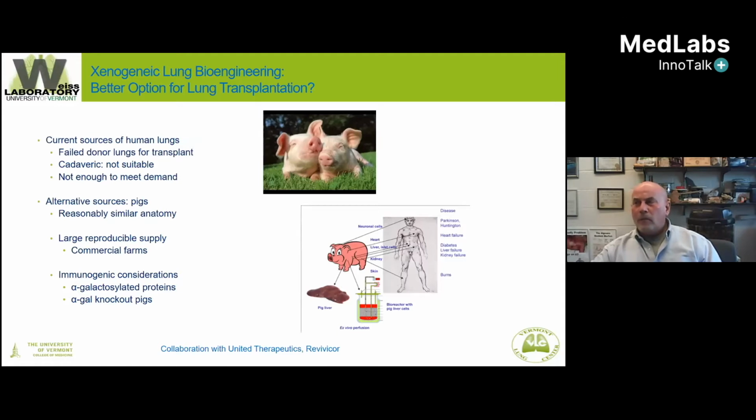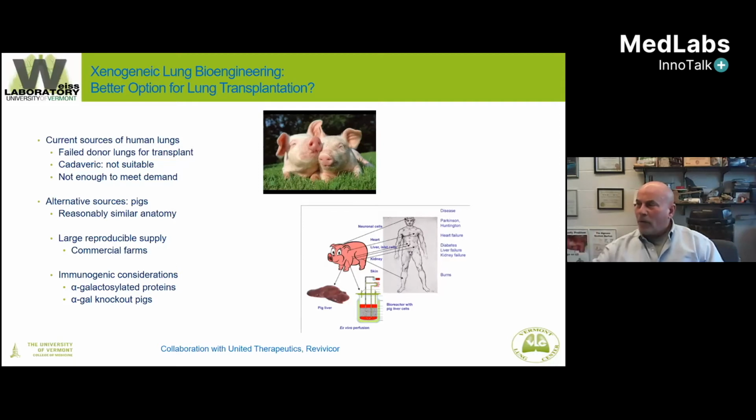So even when we figure out all of the steps and are able to recellularize and create a functional gas exchange unit, there still may be limitations on the number of lungs available to do this. And so one of the big thrusts right now is to consider xenogenic approaches, and in particular pig lungs.